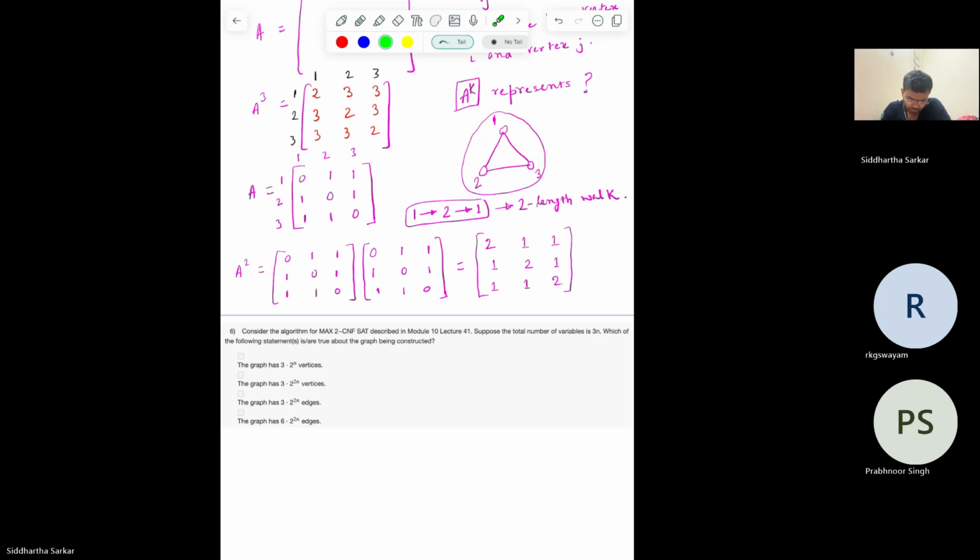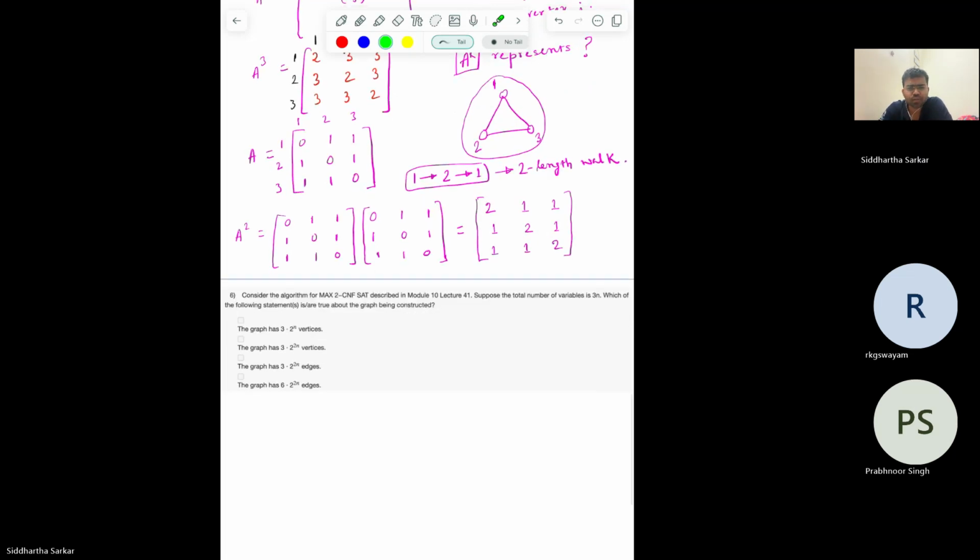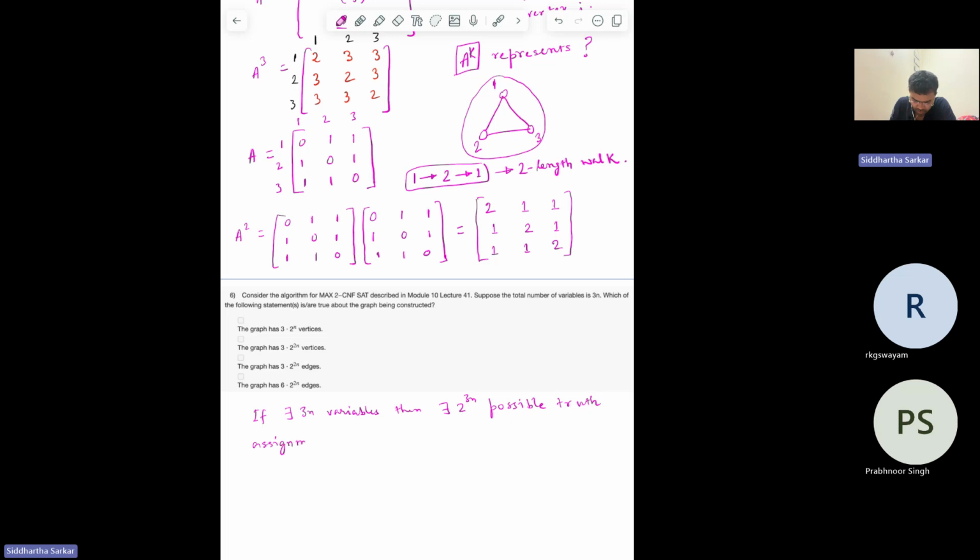So for this problem, okay, they describe one algorithm. I'll tell you the algorithm briefly. First of all, naively, if there are 3n variables, then there exist 2 to the 3n possible truth assignments, because for every variable you have two options, to set it true or false. So that is the naive running time you will have.